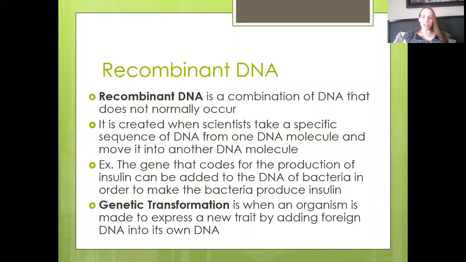Genetic transformation is when an organism is made to express a new trait by adding foreign DNA to its own. For instance, making glow-in-the-dark goldfish by adding the DNA that codes for bioluminescent proteins from a different species to the DNA of goldfish.